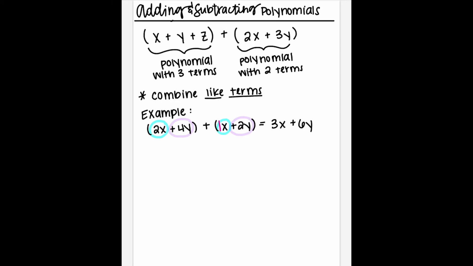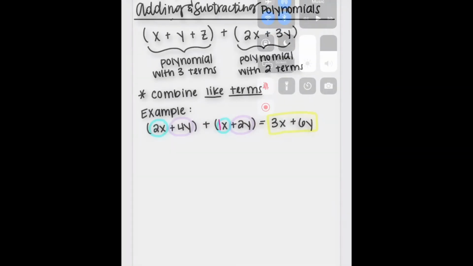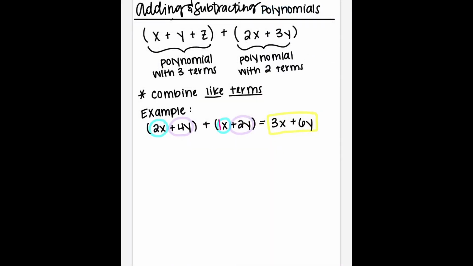Now notice that we cannot combine our final answer, 3x plus 6y. We cannot combine 3 and 6 because they are not like terms. 3x has a variable of x, 6y has a variable of y, and since those variables are not the same, we cannot add them together. So our final answer will stay 3x plus 6y. This was an example of adding two polynomials.